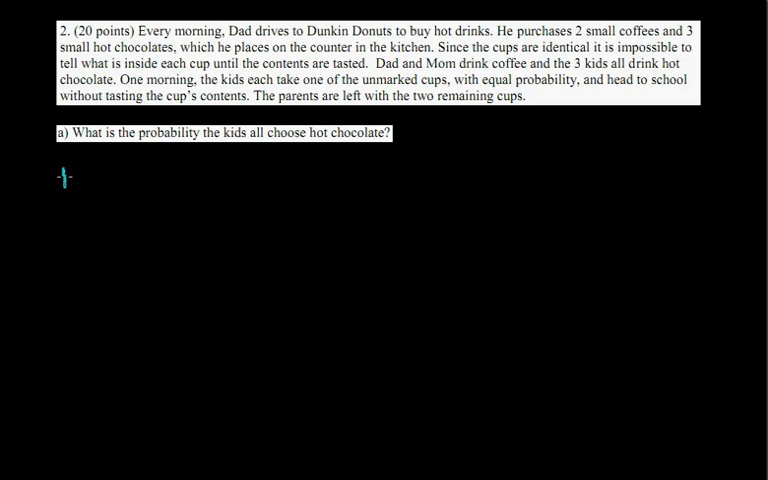So we write this event. This is P that we get, let's call it chocolate 1 and chocolate 2 and chocolate 3, where I'm using chocolate 1, 2, and 3 to denote the event where kid 1 chooses chocolate and kid 2 chooses chocolate and kid 3 chooses chocolate. The way we do this one is we use our multiplication rule.